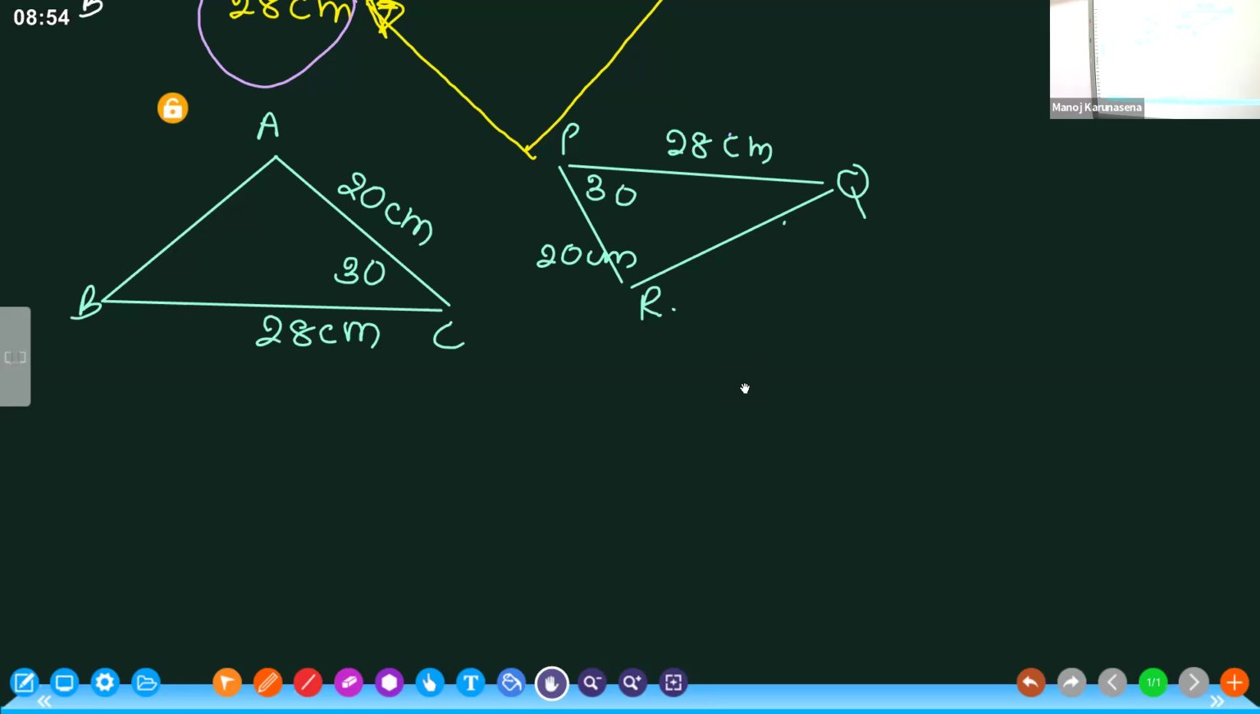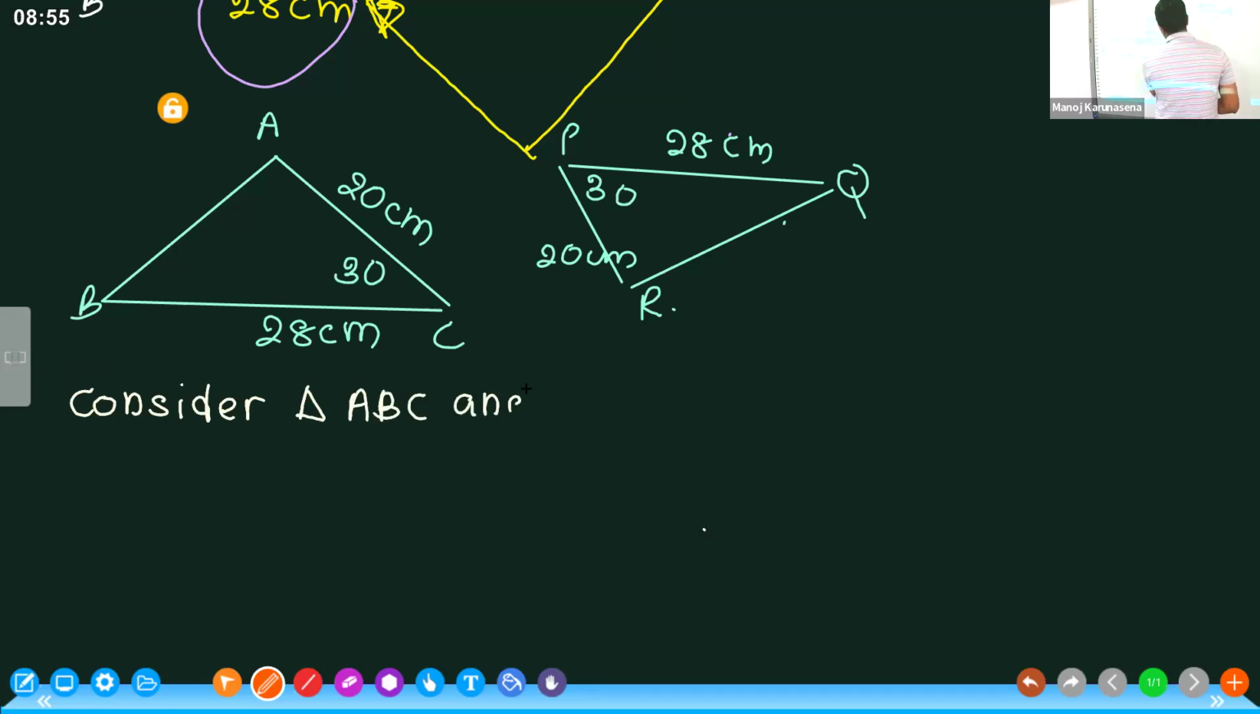Right. Now from the practical we know that these two triangles are congruent to one another. So how are we going to prove it? This is the method that we need to prove it. We have to consider the two triangles. What are the two triangles? Consider triangle ABC and triangle PQR.